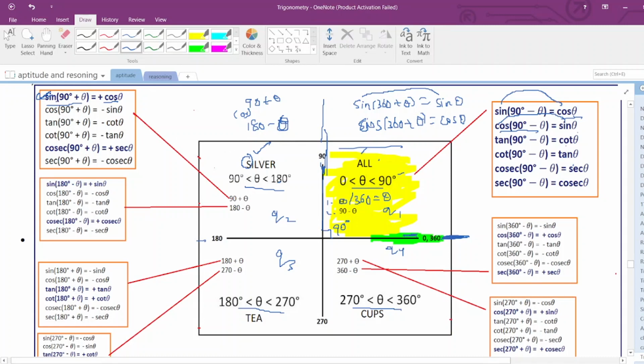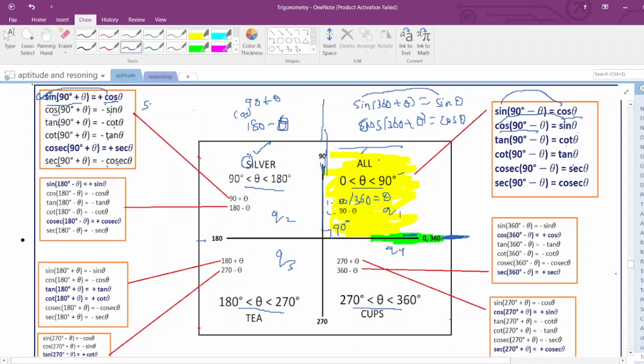Sine of 90 plus theta is cos theta, sine's opposite is cos, and plus cos theta. Cos's opposite is sine, but it's a minus sine theta. In the same way, tan's opposite is cot, so minus cot theta; cot's opposite is tan, so minus tan theta; and secant's opposite is cosecant, so minus cosecant theta.